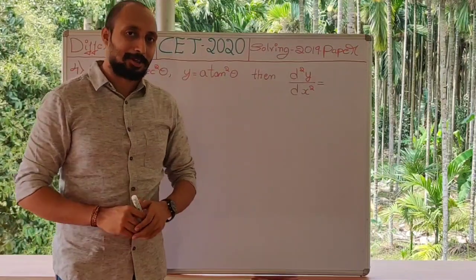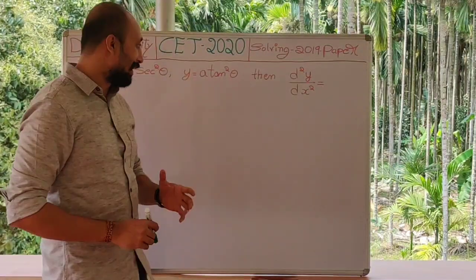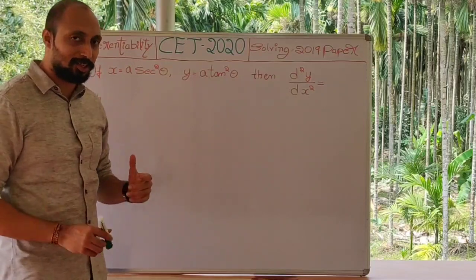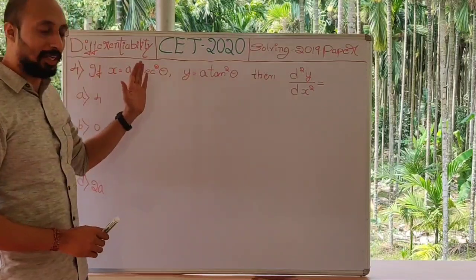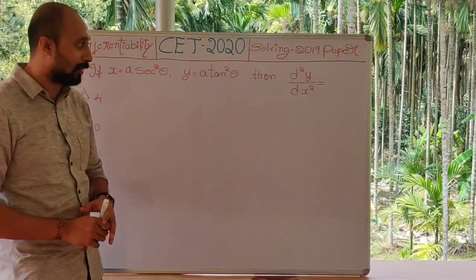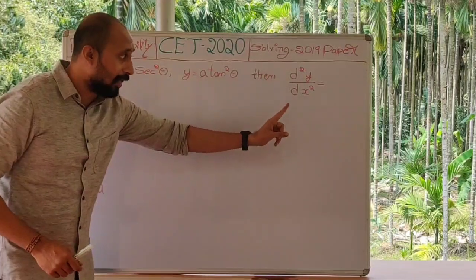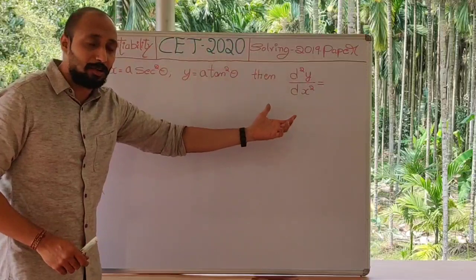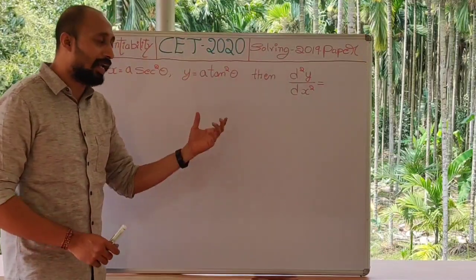So this is the fourth question of differentiation, and this is parametric differentiation. They have given x in terms of theta, y in terms of theta. x is a secant square theta, y is a tan square theta. I need to find dy by dx, and again differentiating, d square y by dx square.